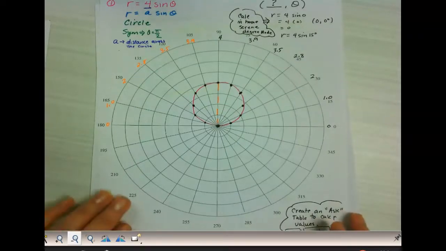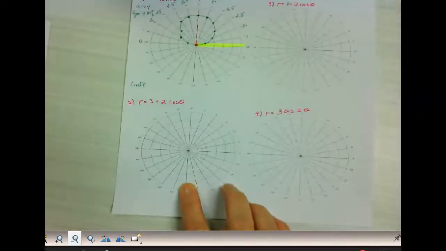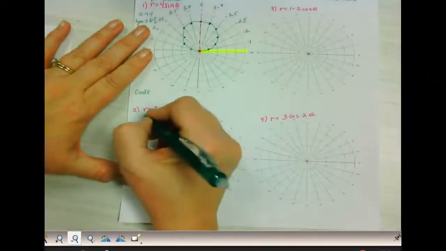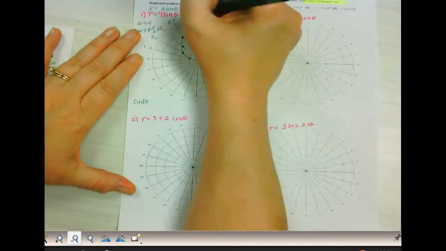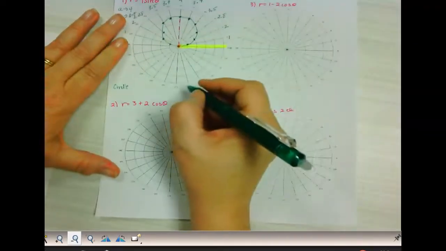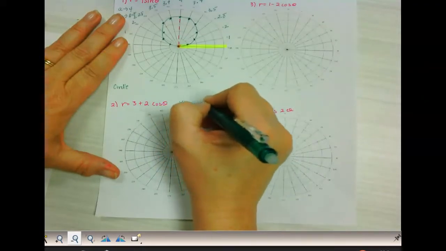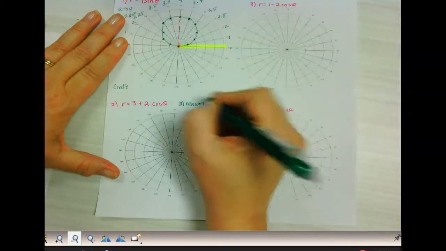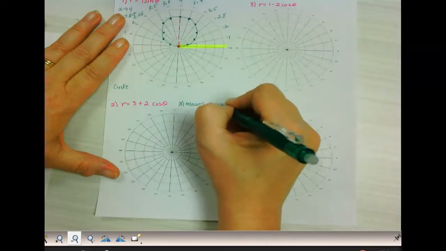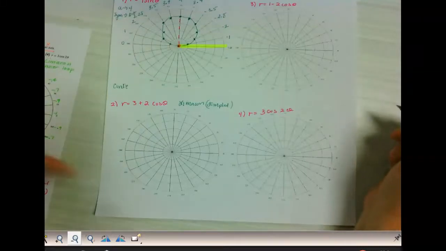All right, let's try another one. So we're going to come down here to our 3 plus 2 cosine theta. So what kind is it? Well, we didn't write this as a circle up here. Sorry, I forgot to include what it was. So down here, what kind of graph is it going to be? It's going to be a limacon with, what kind of limacon? Involves, good. So that means it looks like someone took their thumb and pushed it in.